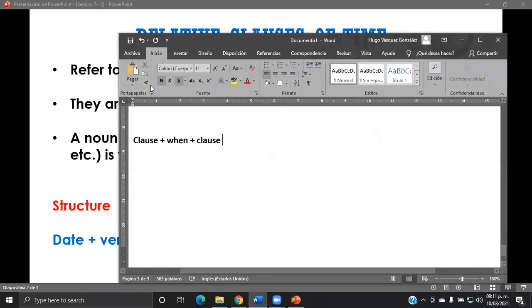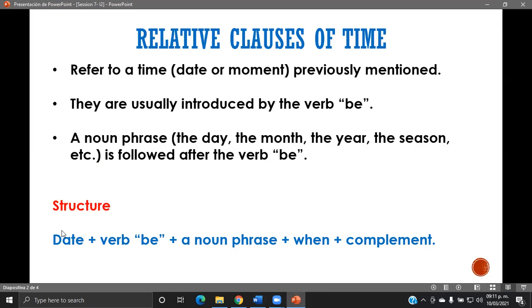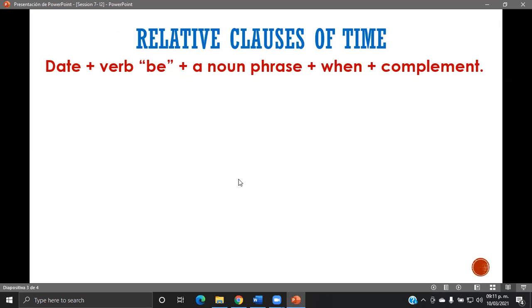Don't forget this, guys. Let's say that we have the first clause, and when, then we have a second clause. Okay, moving on. Don't forget the structure. Let me show you some examples. Again, we have the structure: date plus the verb be, then a noun phrase plus when. After that, we have the complement, that is another sentence, that is another clause.